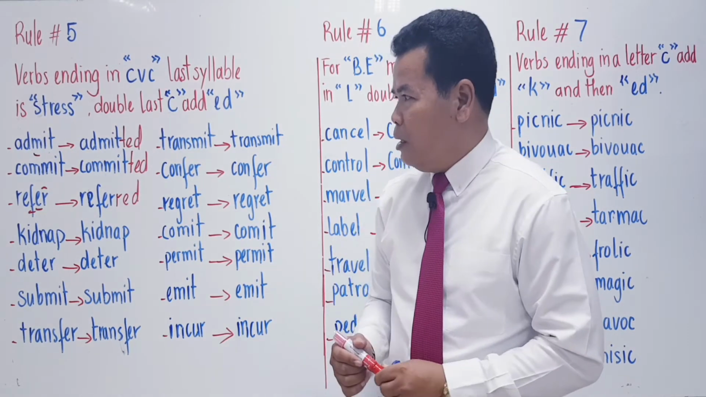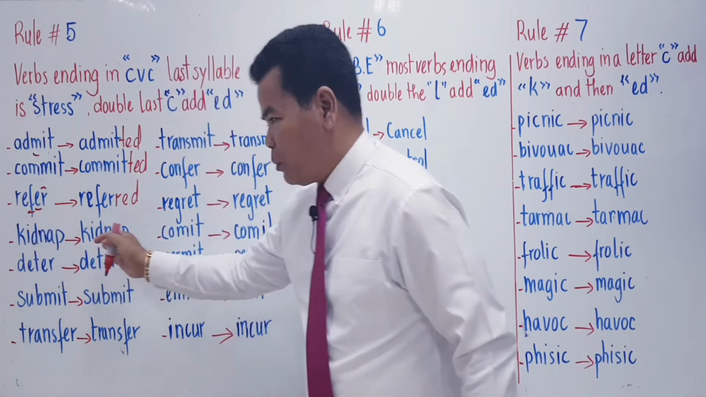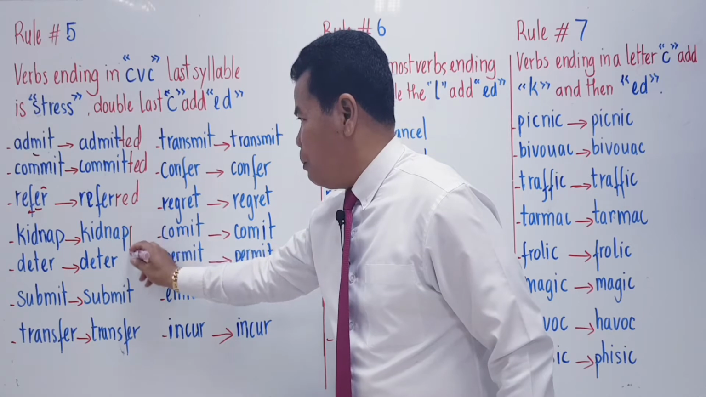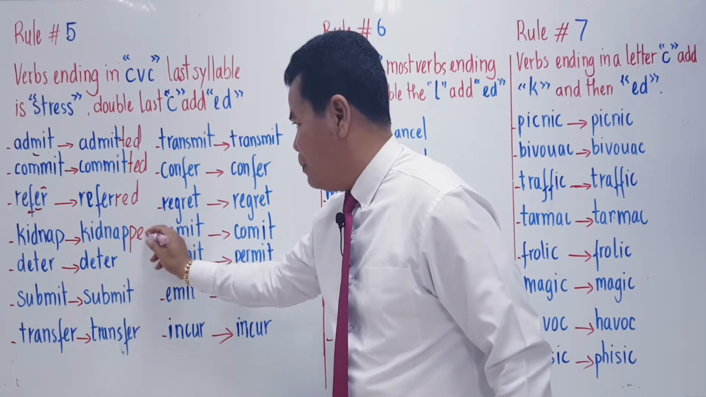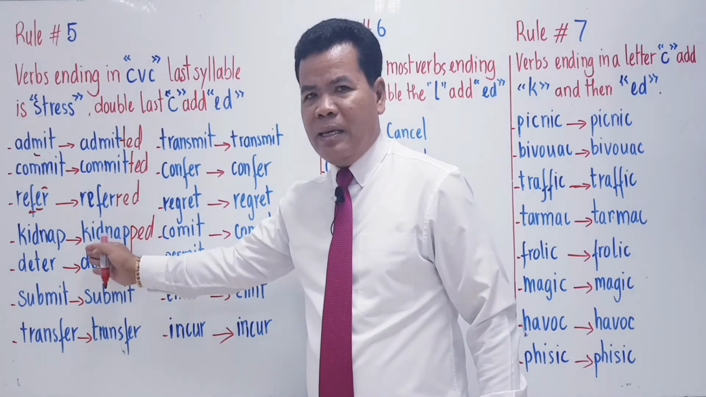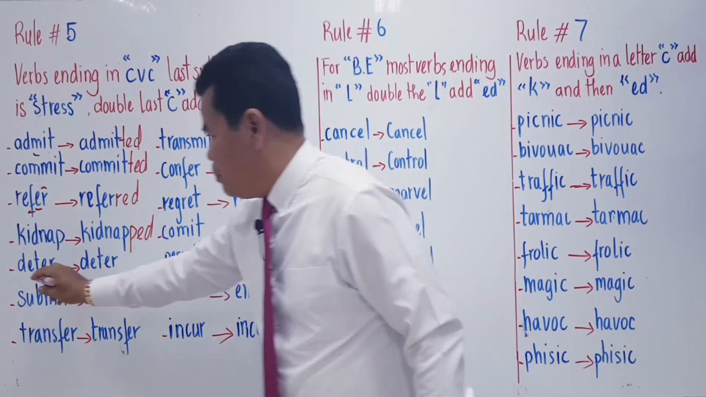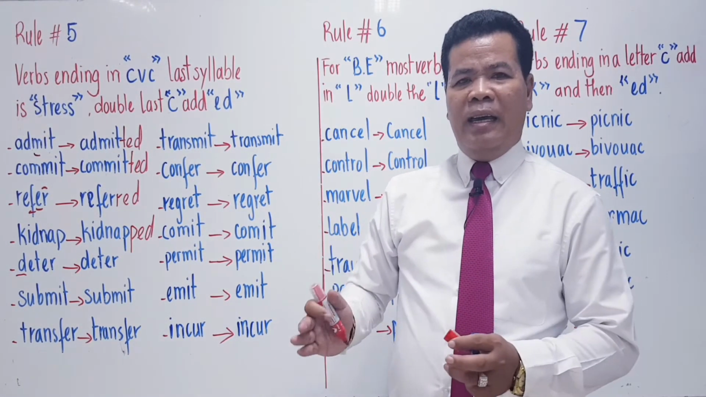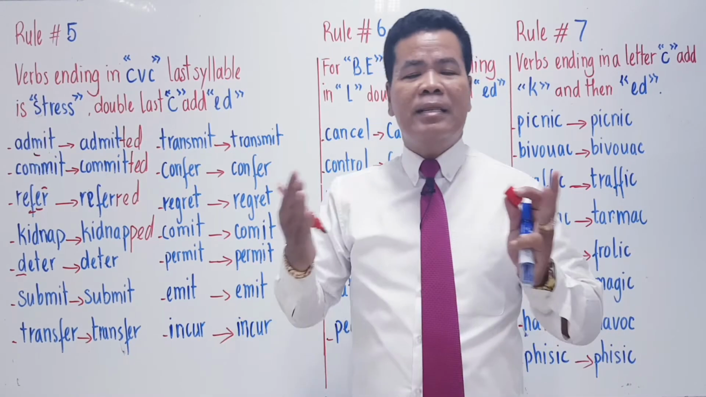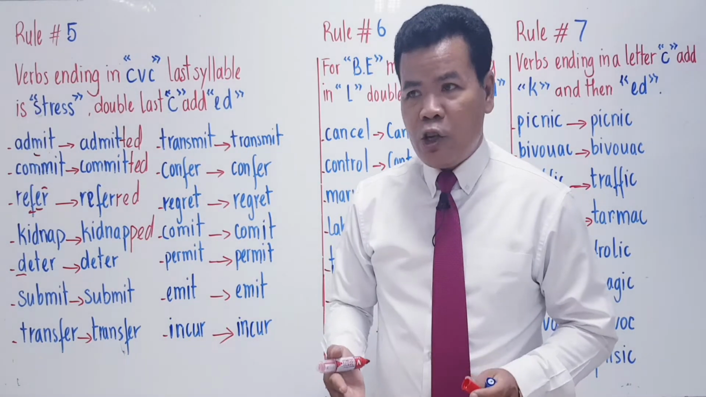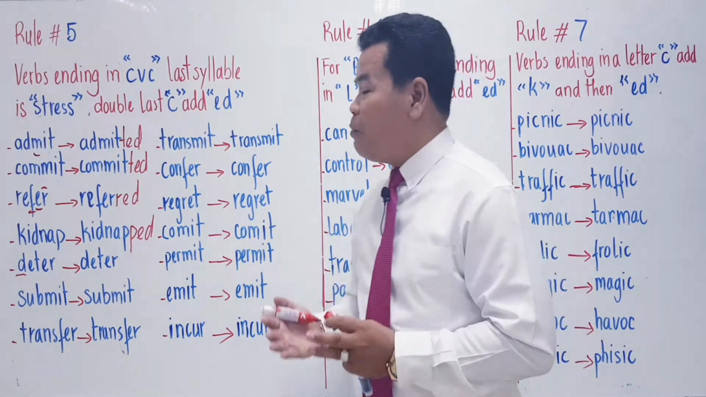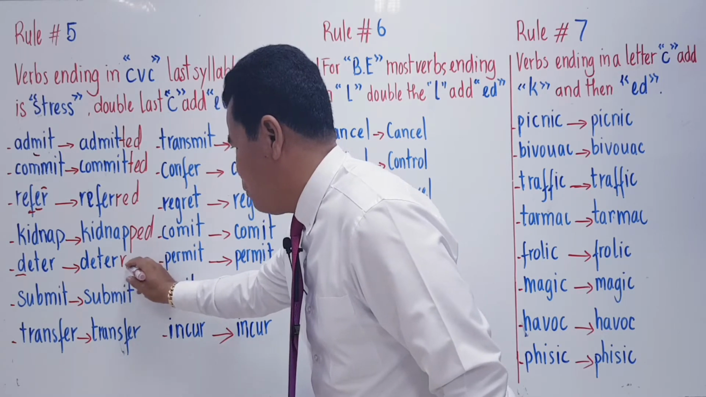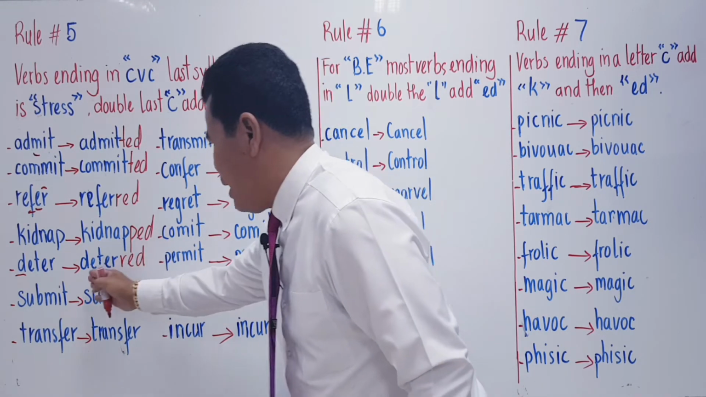You understand? So, kidnap, okay? Kidnapped. So when we go to the past participle, double one more P, and then ed. Kidnapped. Okay? So another word, deter. Deter, the second syllable, the last syllable, is stressed. So before adding ed, as rule number 5 says, we have to double one more R, the last consonant, before adding ed. So we have deterred.